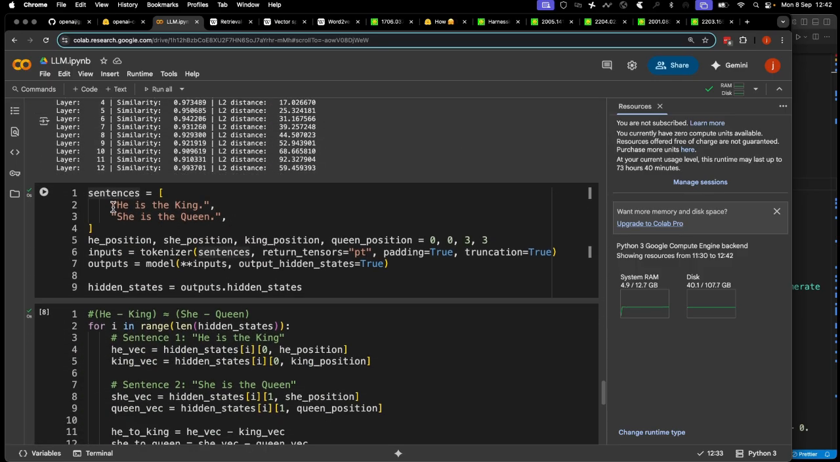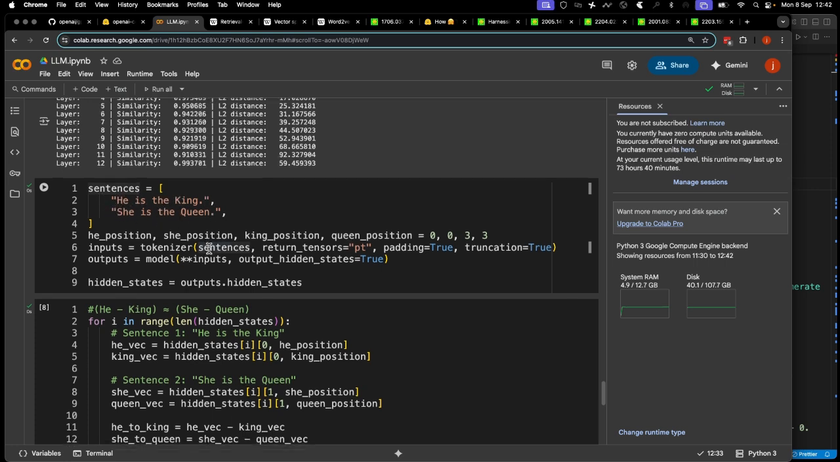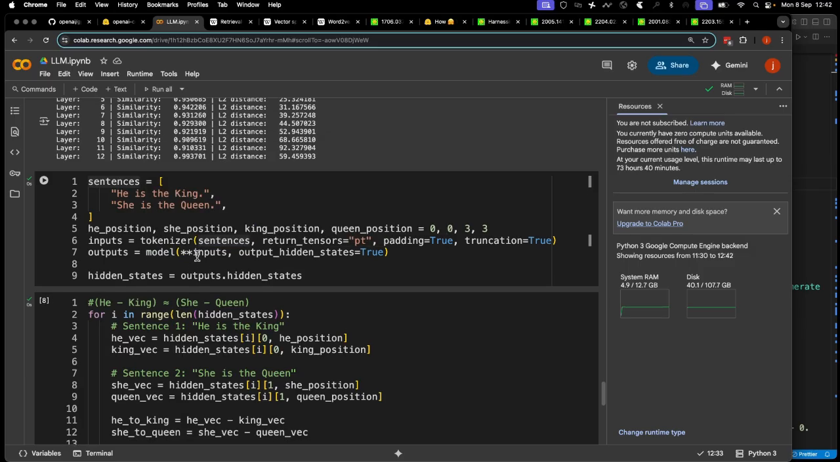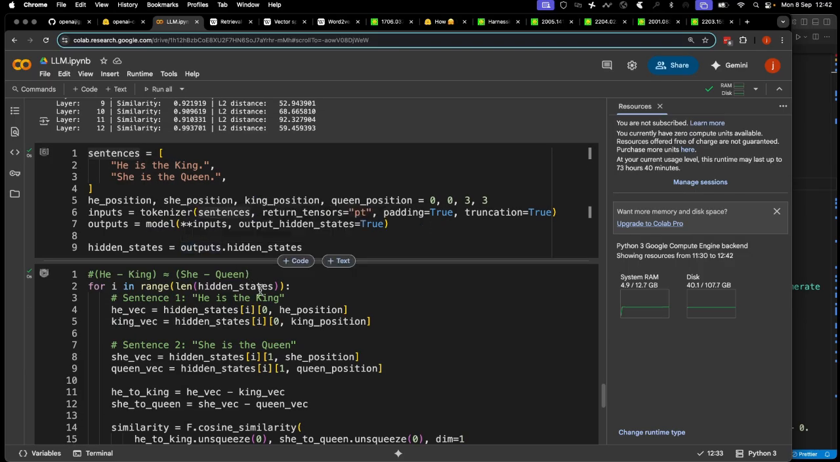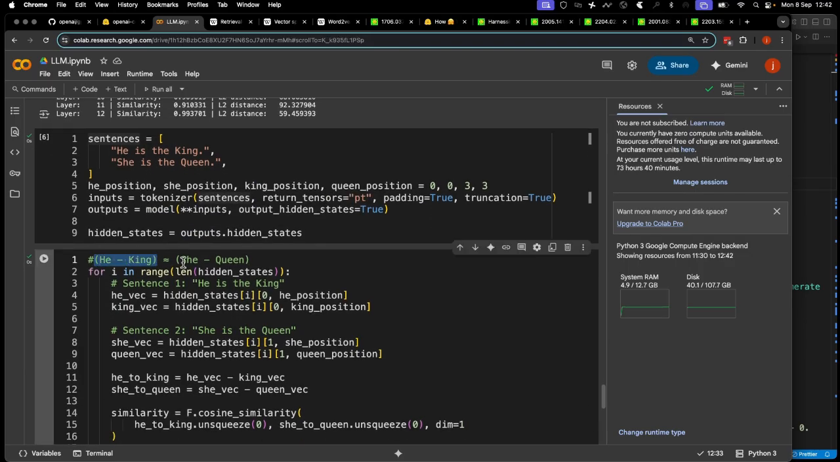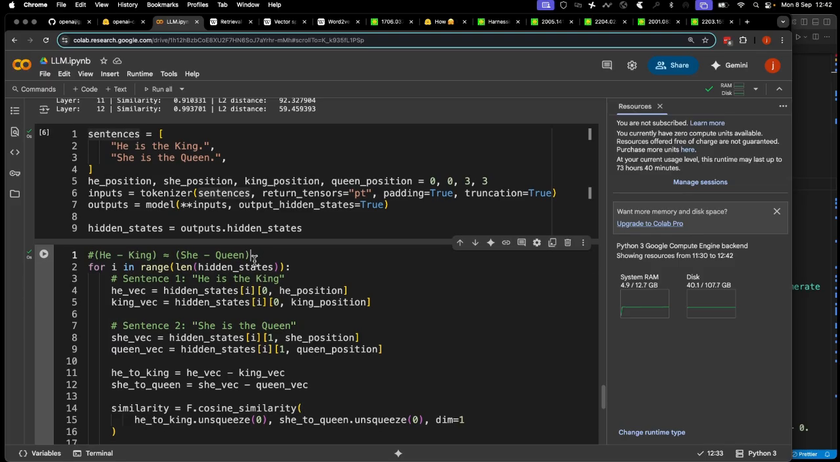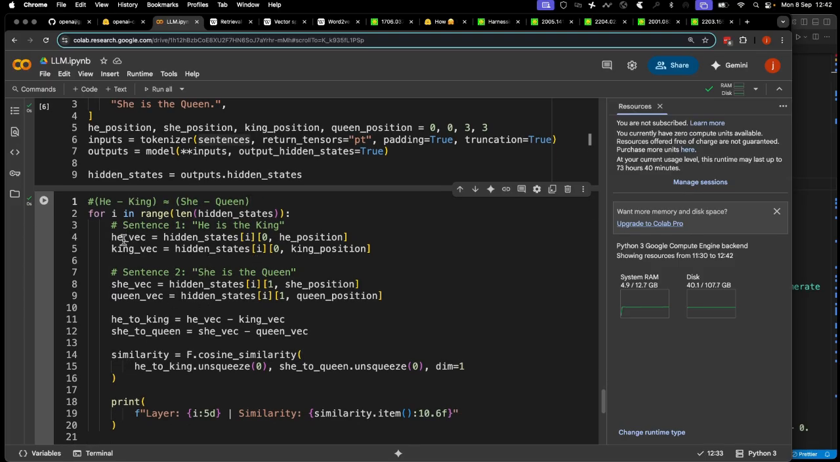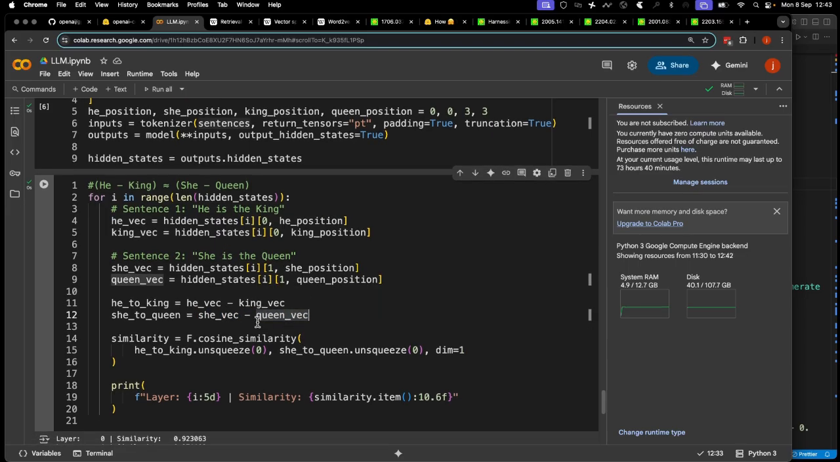In this exercise, we still have two sentences. He is the king, she is the queen. Other than the previous one with the same word, we want to capture the similarity between he minus king and she minus queen. So in this for loop, we get the vector for he, king, she, and queen. We also do this operation, he minus king and she minus queen. We want to capture the similarity between these two vectors.